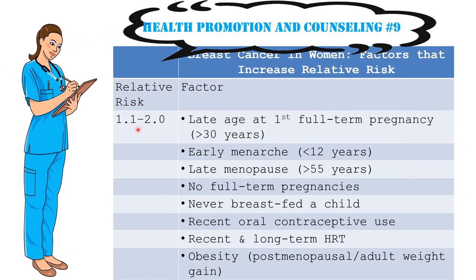So, for relative risk 1.1 to 2 are those patients with late age at first full-term pregnancy, yan, above 30. So, kailangan mas maaga kayong mag-do this before 30. Okay, early menarche, below 12 years old, late menopause, above 55 years old, no full-term pregnancy, never breastfed a child, recent oral contraceptive use, and recent and long-term hormonal replacement therapy. Obesity for postmenopausal and adult weight gain.